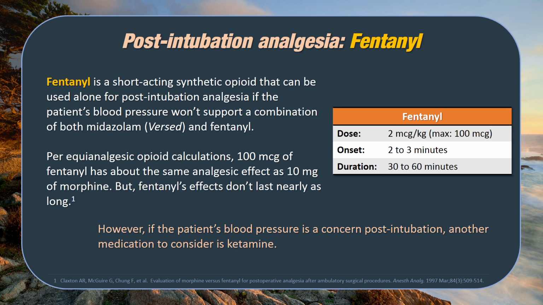However, if the patient's blood pressure is considered post-intubation to be low, to be hypotensive, and we're having a lot of trouble with the blood pressure, one of the other options may be ketamine, and we'll discuss that shortly. So what's our dose for fentanyl? 2 micrograms per kilogram to a max of 100 micrograms. The onset of this drug should be between 2 and 3 minutes, and the duration should last between 30 and 60 minutes.